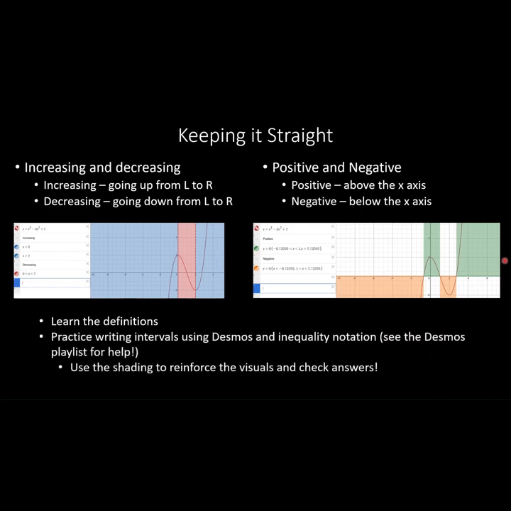Then you can practice writing the intervals using Desmos and inequality notation. Inequality notation, if you look here, is simply where it's greater than and less than. So you're using that kind of notation to write your intervals. And Desmos can really help with that because it will show the shading to reinforce the visual on whether it's increasing, decreasing, positive, negative, and it will help you check your answers because you'll know if your answers are wrong if the shading doesn't match up with the right spot on the graph. You can see my Desmos playlist for some help in this specific area.